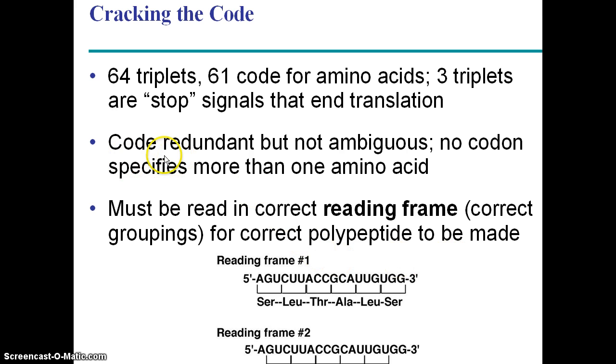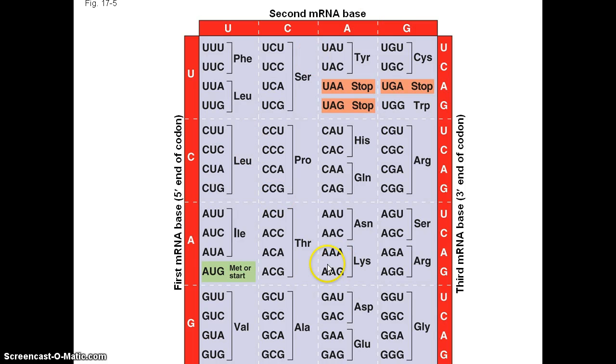Last concept, there is redundancy but not ambiguity in the code. Now, here's what that means. If we look at this code chart, this is the kind of chart you'll need to read on the test. First off, let's look at how to read this. Let's say we have a codon AUG.